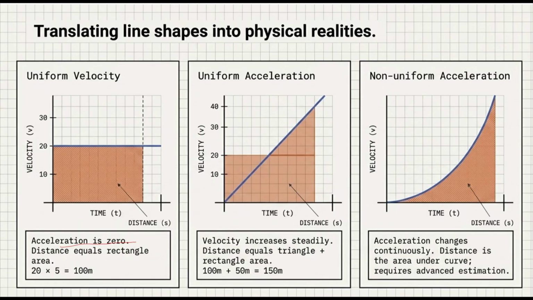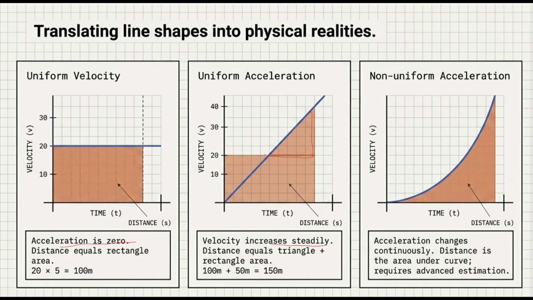Clear? Next we have a straight line with a positive slope, right? The slope here is positive, so this represents uniform acceleration. Velocity increases at a constant rate. Velocity increases steadily.